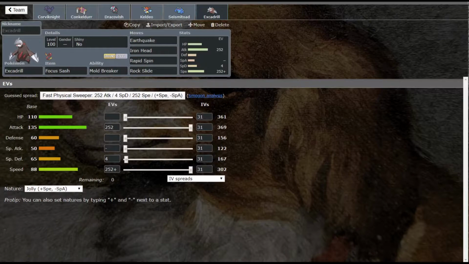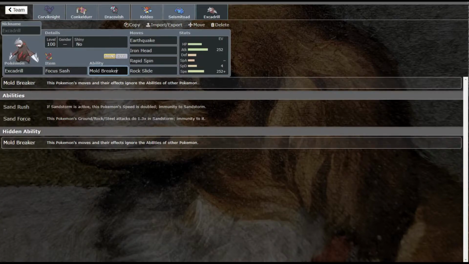So, Excadrill. Excadrill is a big threat in OU. It's got an okay speed tier at 88, but it's got a really high attack at base 135, and it has two great abilities that really help it to do really well. It has Mold Breaker. Mold Breaker helps it to deal with things that are off the ground, such as Rotom. It also helps it to break through things like Mimikyu's Disguise because it ignores their abilities. So this thing is a really potent threat.